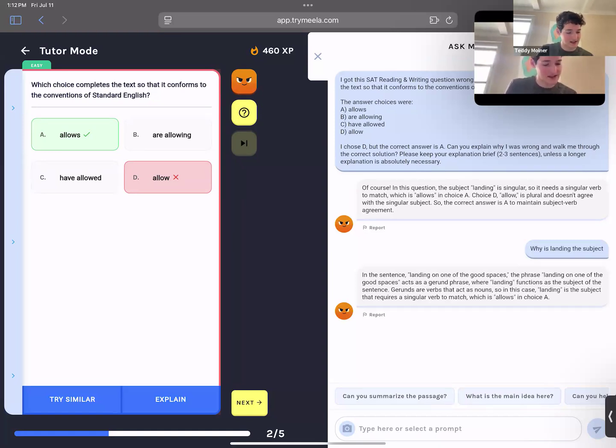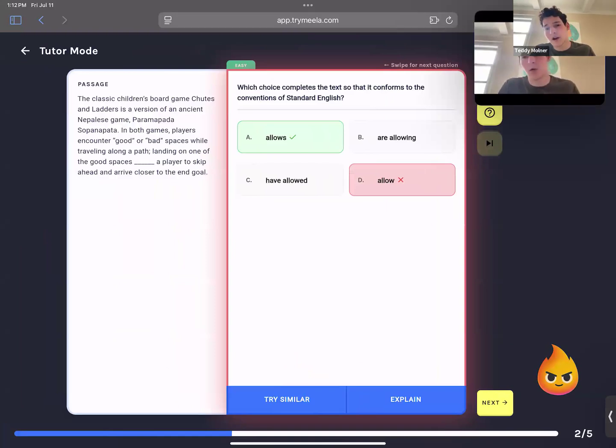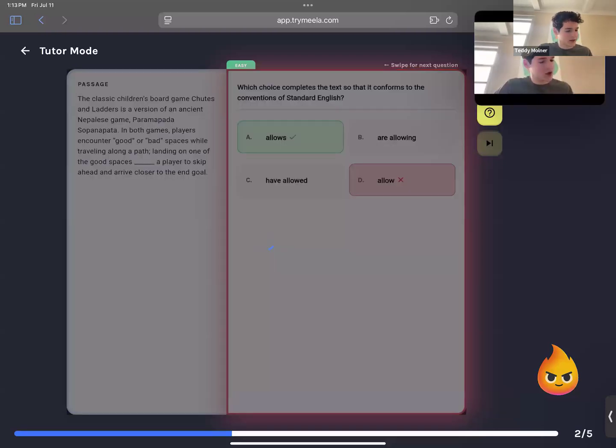So in this case, landing is the subject that requires a singular verb to match, which is allows in choice A. Now let's say, okay, we know what gerunds are. That makes sense. Here's another cool feature of MEELA. Let's say we want to try a question that tests the same concept, but obviously we don't want the exact same question, right? Because that would be too easy. We'd just memorize the answer. So we're going to try similar.